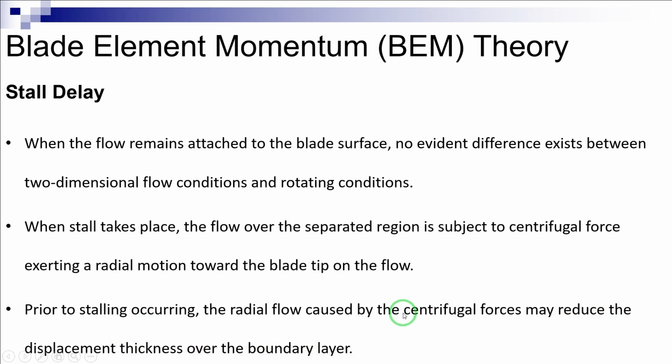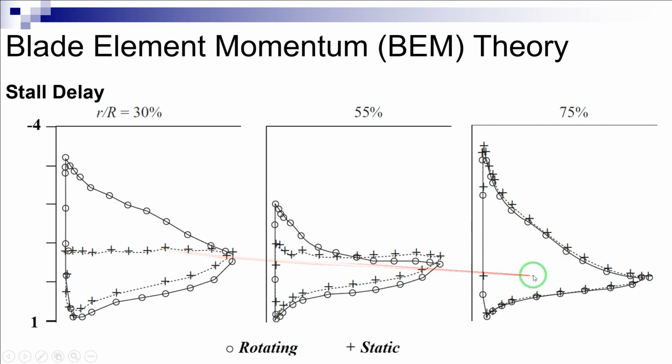In this regard, the following figures show the pressure distribution over static and rotating blades at three span-wise locations, lowercase r divided by uppercase R equal to 0.3, 0.55, and 0.75, at similar tip speed ratio. The flat pressure distribution over the downwind surface of the static blade clearly shows that the flow separation has already taken place for the span-wise locations of 0.3 and 0.55, while the rotating blade has not undergone any flow separation.